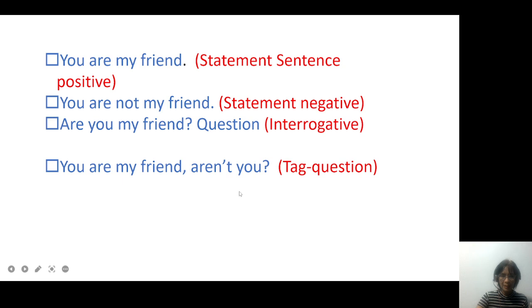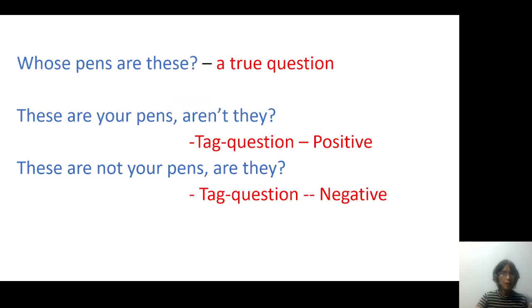But you see, this is a statement, not a question. But you can answer the same way. You are my friend, aren't you? Yes, I am. Or you are my friend, aren't you? No, I am not. Another example, whose pens are these? It's a true question that can be answered with those pens are mine or those pens are not mine. So in the tag question, when it's positive, you can say these are your pens, aren't they? And on the negative side, you say these are not your pens, are they?